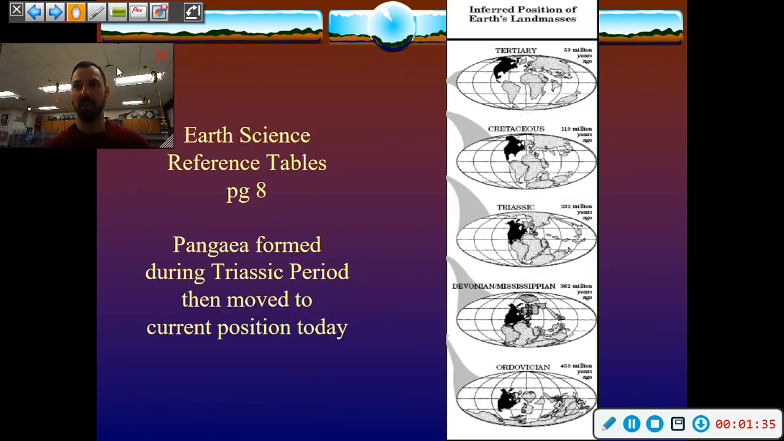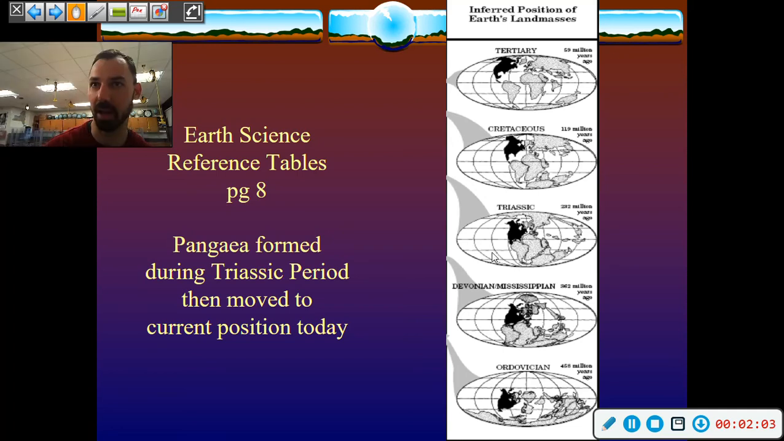One thing I'm going to remind you: Earth Science Reference Table, on page 8. We'll be using this in a future chapter with fossils. But this also shows you the position of land masses during certain time periods. It tells you how many million years ago, and it tells you the name of the geologic period, which we'll talk about. The Triassic period is when Pangaea formed, and through the dinosaur age, it ended up going back to where it is now in its current position.